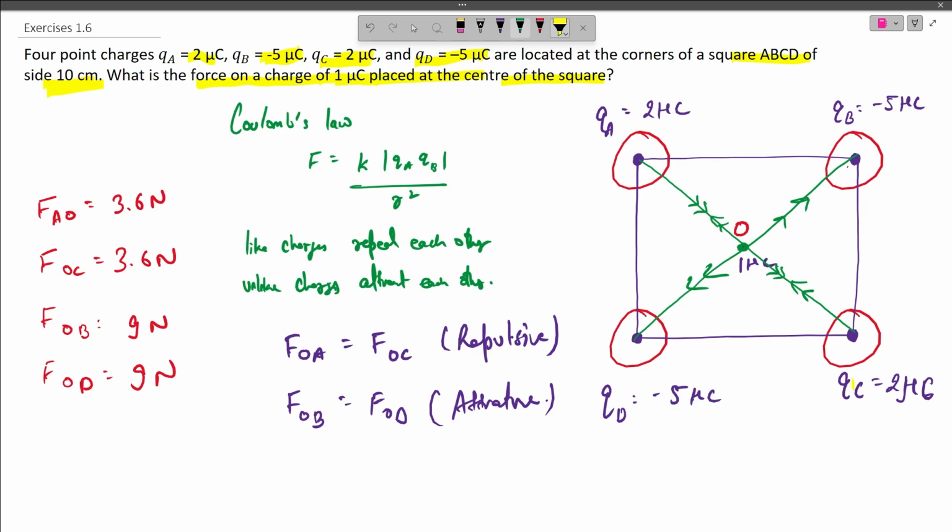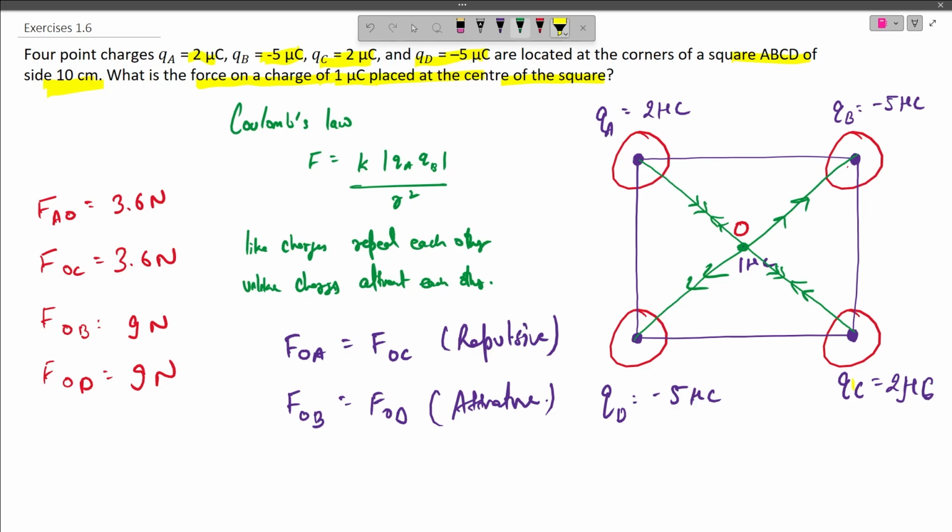So we know that electrostatic force is given by Coulomb's law, and mathematically it is expressed as force equals K times QA QB divided by R square, where QA and QB are the charges of the particles A and B, and Coulomb's law also states that the force between these two particles would be along the line joining these two particles.